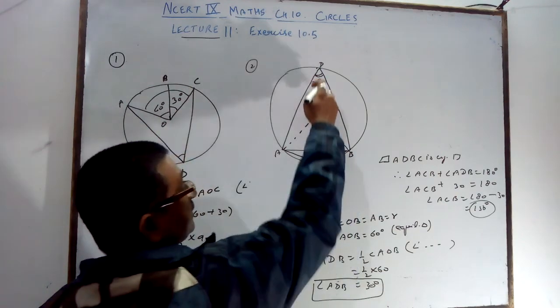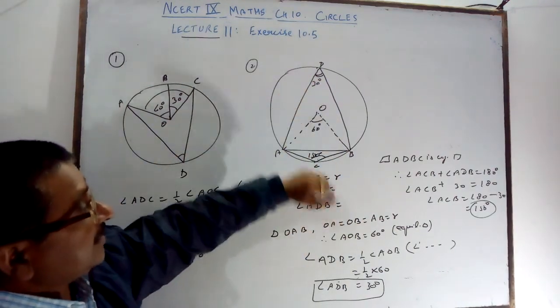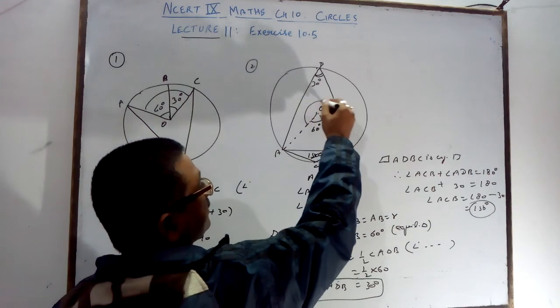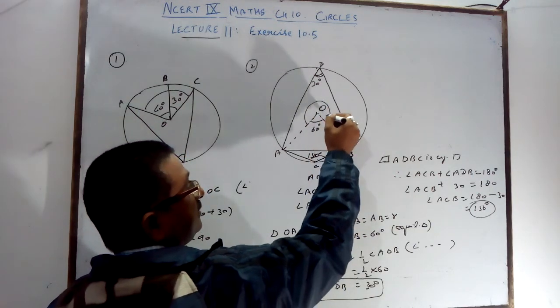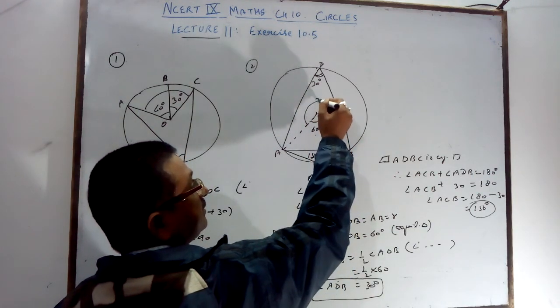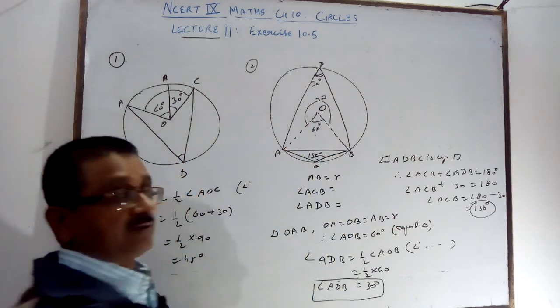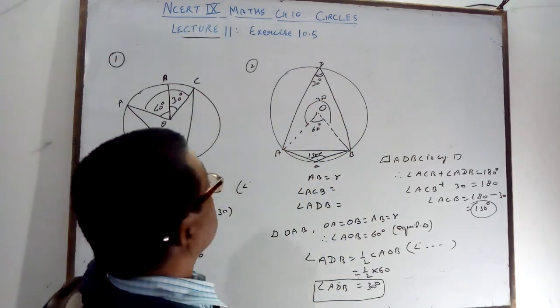One method is cyclic quadrilateral. Or you apply the reflex angle. This is a reflex angle. The reflex angle is 360 minus 60, which is 300, and half of this is 150. So both the methods, any method you can apply.